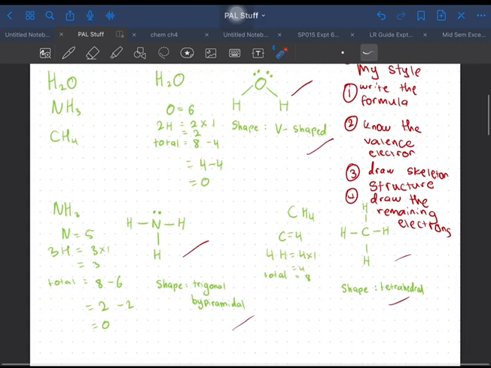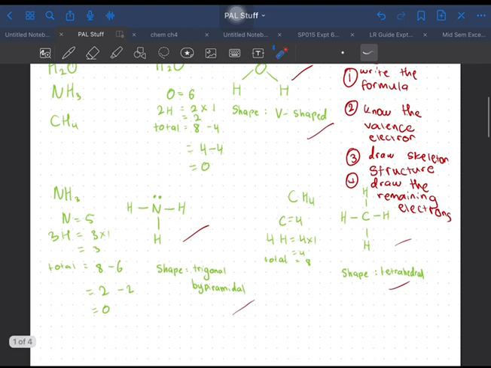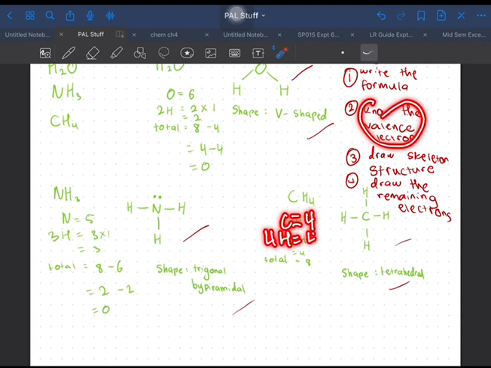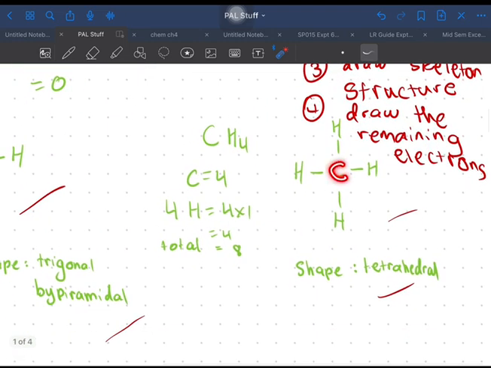Next, CH4, we just follow the same thing. My style is to write the formula. Since it was given, we don't have to think much about it. Know the valence electron. Carbon, we have 4 valence electrons, with 4 hydrogen. That means 4 times 1 valence electron, and then we add together 4 plus 4 equals 8. Total is 8 electrons. And then we draw the skeleton structure. Carbon has 1 and 4 hydrogen.